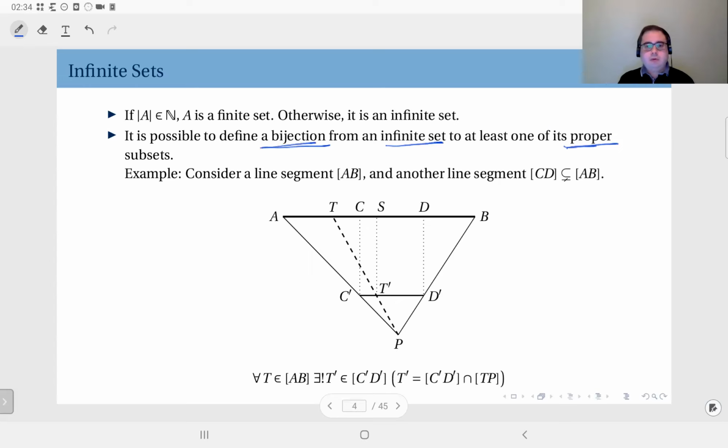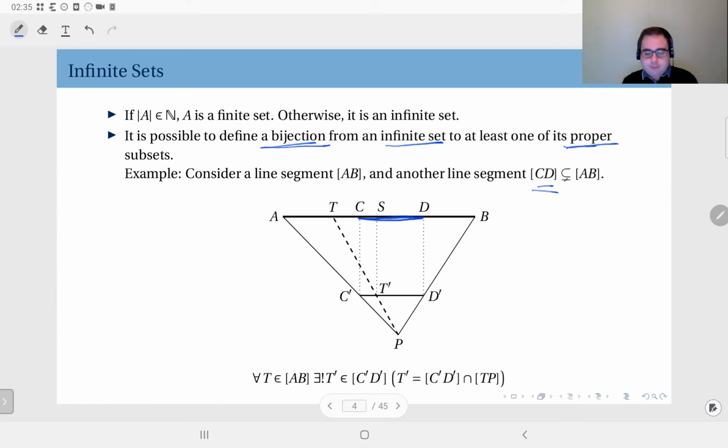Now, let's see this on a real example here. Take the set as the set of points on this line segment AB, okay? And let's take the proper subset as CD, this one here, this line segment on AB. Clearly, CD is a proper subset because it's different than AB. Now, I'm going to define this function. Let's translate this line segment CD to C prime D prime.